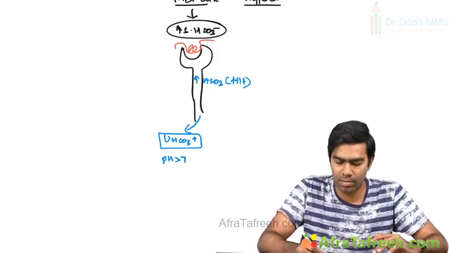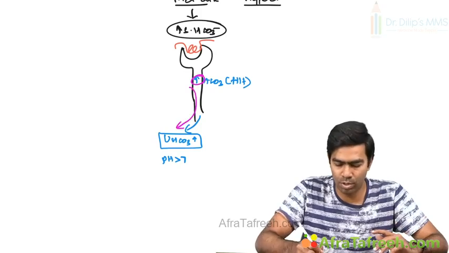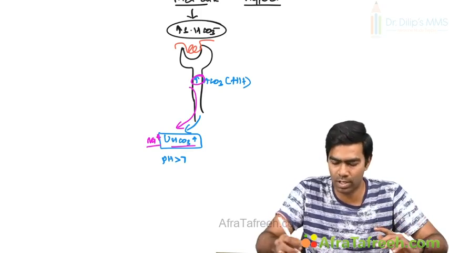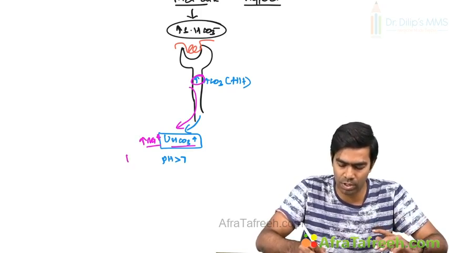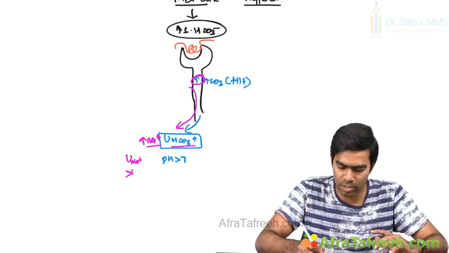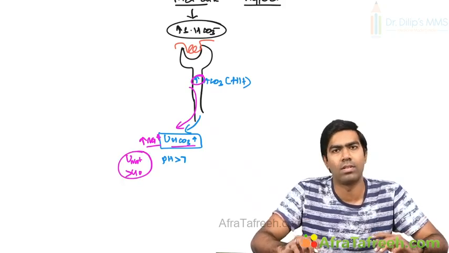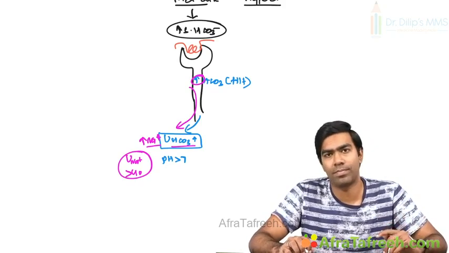Now this bicarbonate is not going to go alone. It's going to pull a lot of sodium along with it, and it's going to be excreted in the form of sodium bicarbonate. So there will be high urinary sodium as well. That's why urinary sodium here is more than 40 in vomiting. This is the main reason.